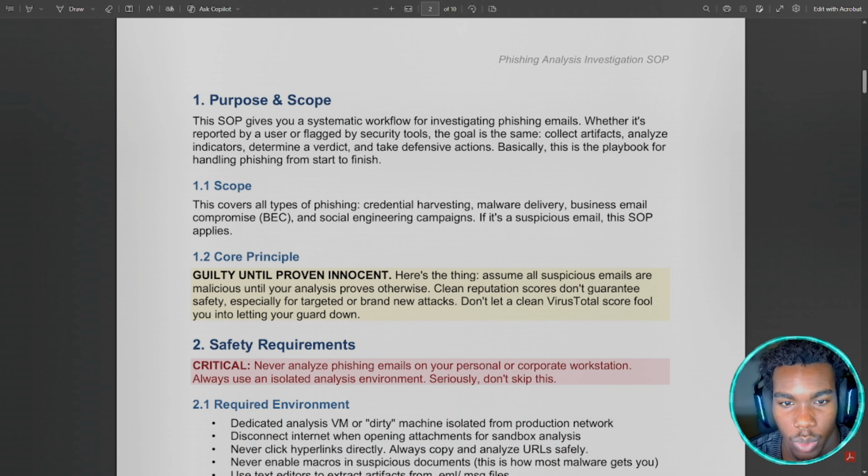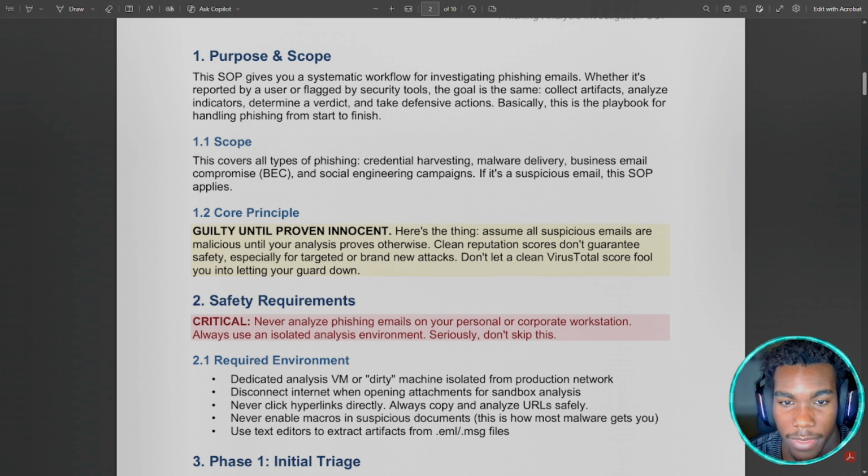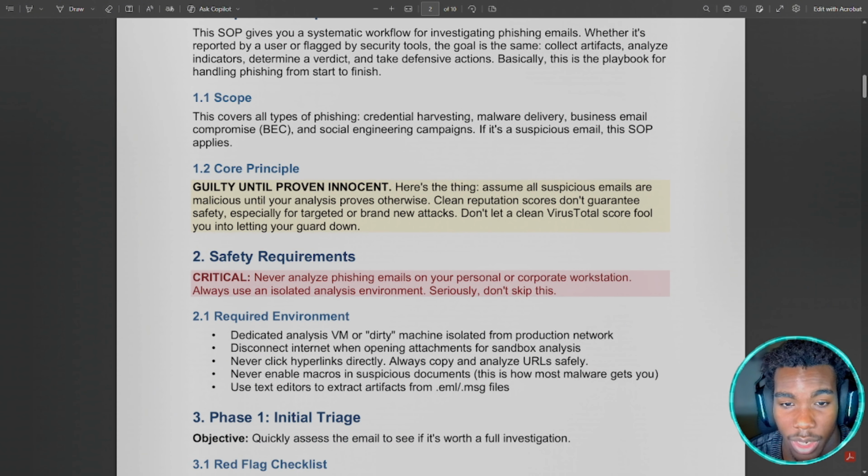First things first, we need to get the purpose and the scope, and this essentially covers all phishing, and then we're keeping that guilty until proven innocent mentality, because assuming all suspicious emails are malicious until analysis proves otherwise. Just doing this really never lets me put my guard down.